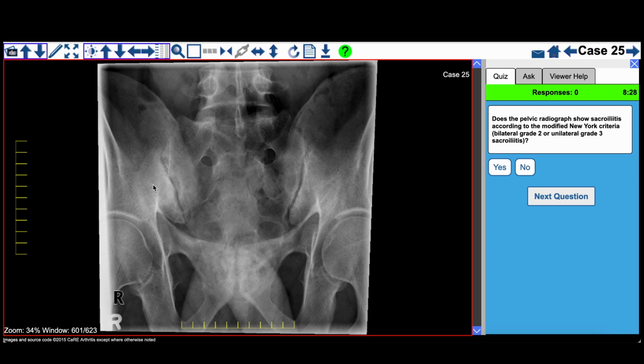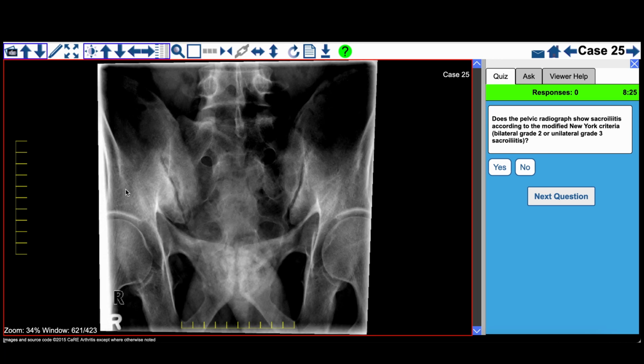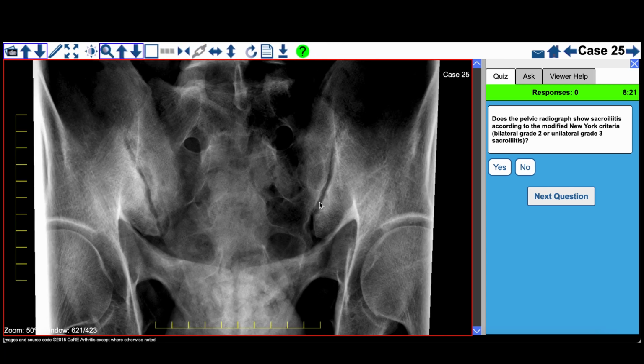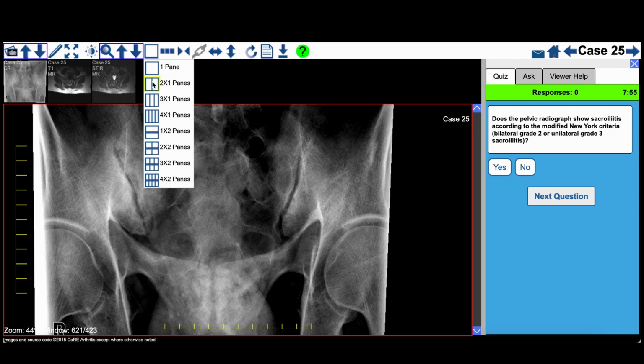So here is this joint. We can try and optimize the picture. We can magnify, and that left joint looks normal. The right joint does look abnormal. There is some sclerosis. There appears to be some erosion of the sacrum, but it does not meet modified New York criteria. This is a grade 2. The left side is normal. So again, this patient has non-radiographic axial spondyloarthritis.